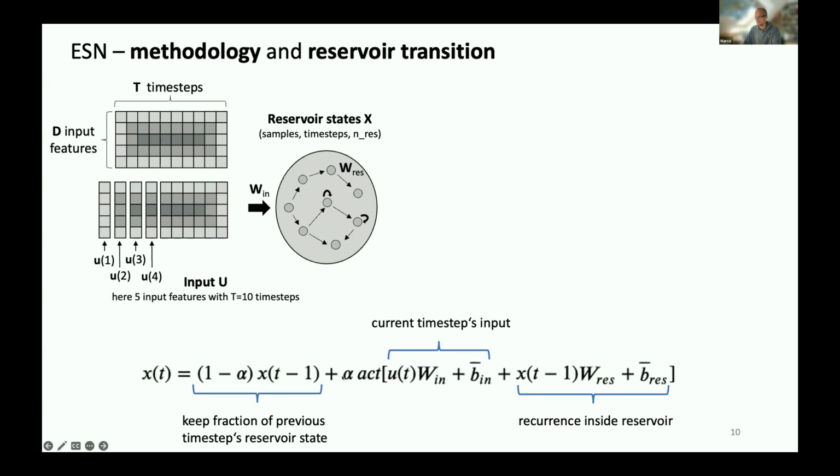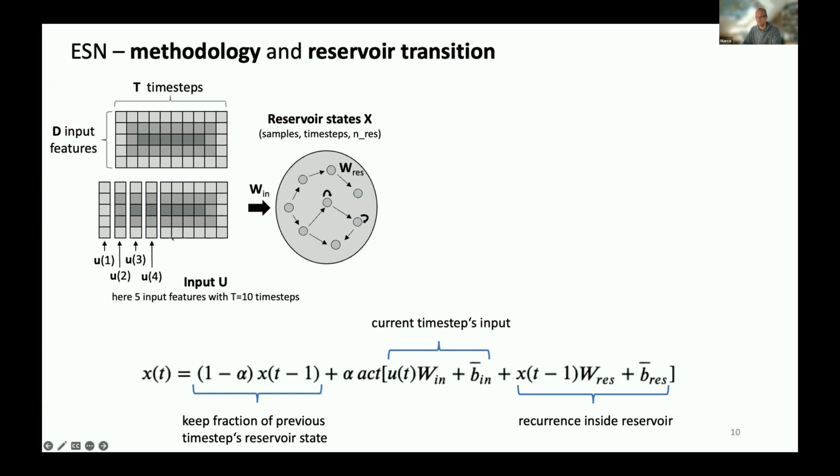And then we add alpha times some activation and some huge term here. The first part inside the activation is the current time step's input. There we find u for time step t times some input weights plus some input bias terms. And the last part is the reservoir recurrence, which is the previous time step's states times the reservoir weights plus some bias terms again. So it's not too complicated, I hope.